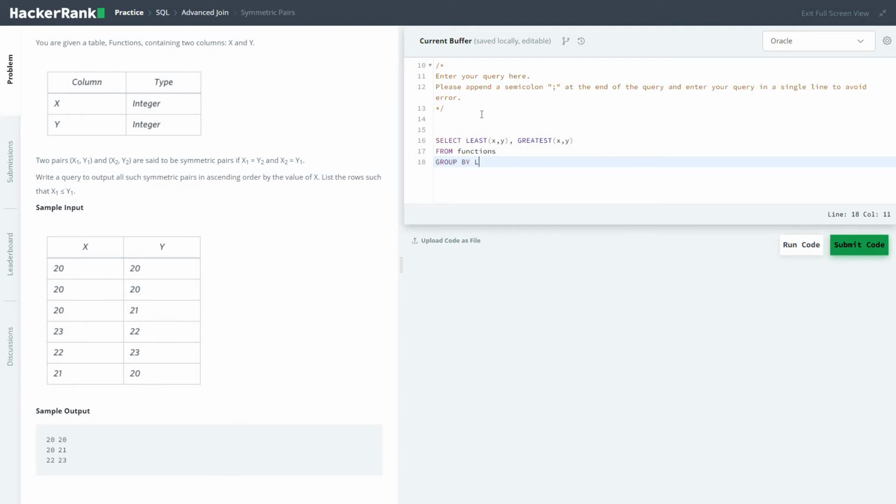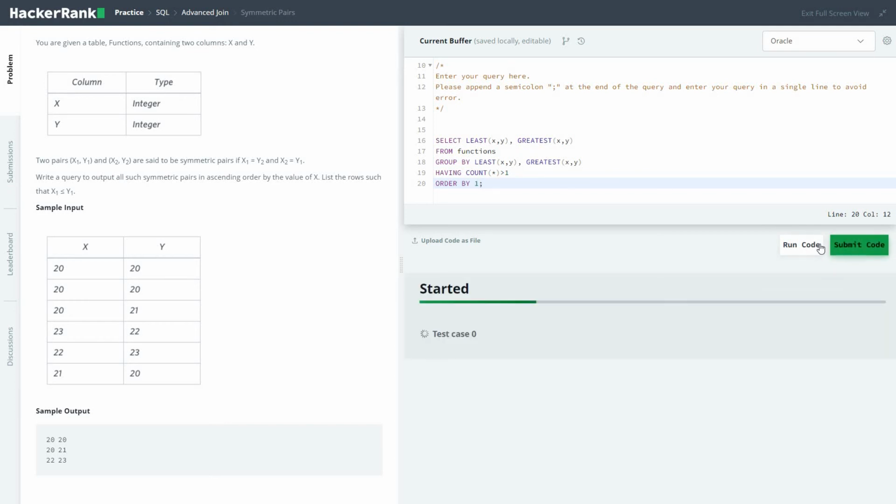Group by. I think this is a very easy problem if you're able to understand it. It's just that it requires some Oracle inbuilt functions to be written. If I try to write it in the normal way, writing everything, it will take some time. So why not use Oracle's inbuilt functions? And the count should be greater than 1, and it should be ordered by 1.